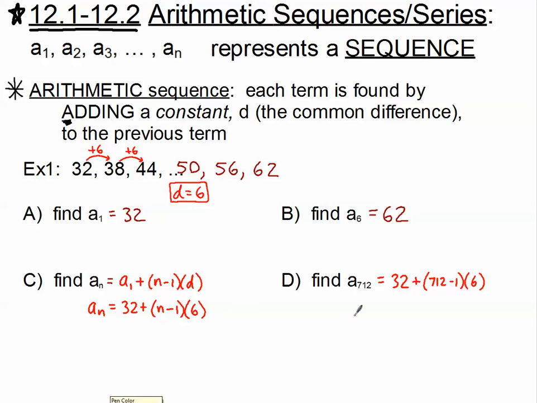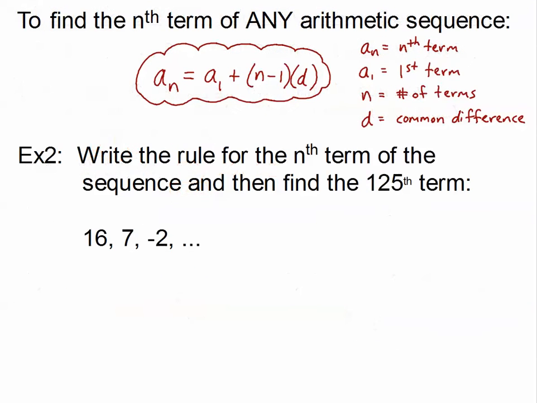When I plug that into the calculator, I get that my 712th term is 4,298. So it's a whole lot more helpful when we have a formula to find such a large number in our arithmetic sequence. Okay, so example number 2, let's review.